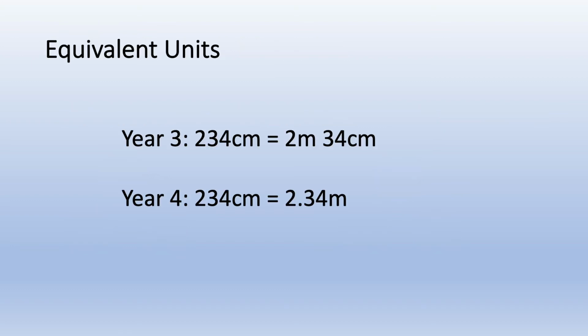Children also need to recognise equivalent units. For example, that 10 millimetres is equivalent to 1 centimetre and vice versa. When looking at lengths in year 3, they will partition the measurement and convert into centimetres and millimetres, and in year 4 that's when they start to begin to use decimals.